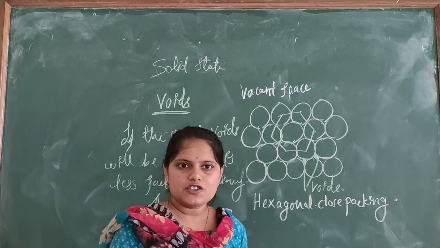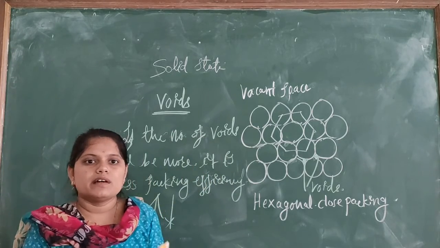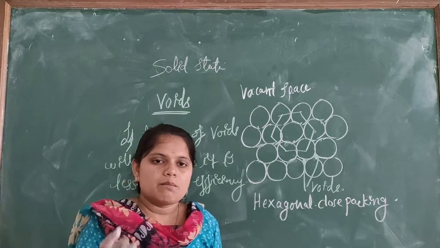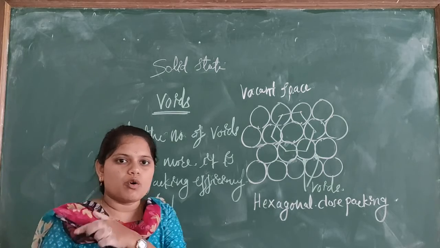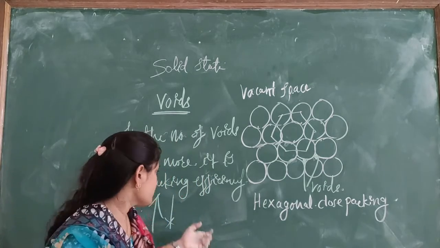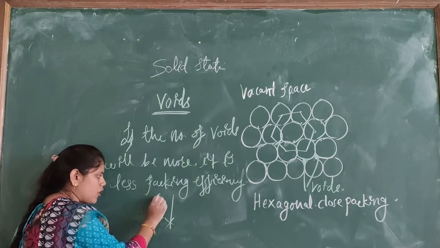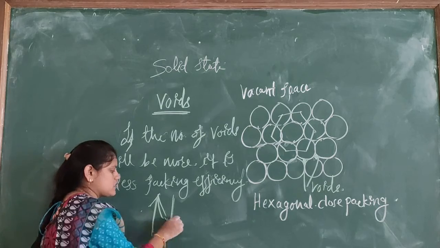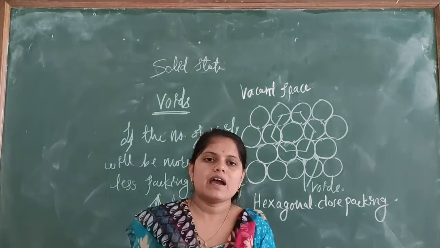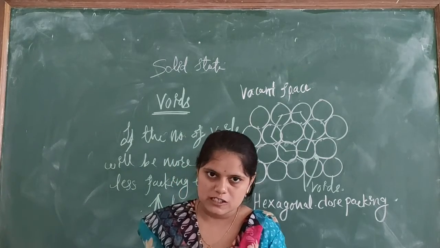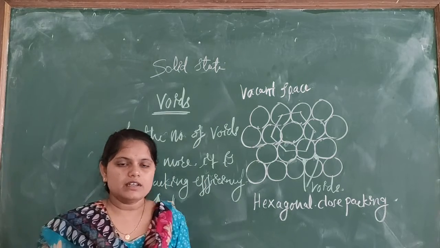If a particular arrangement has fewer voids, it means there will be more packing efficiency. But if the arrangement has more voids, meaning more empty space, the packing efficiency will be less. So you should remember, as the number of voids increases, the packing efficiency decreases. If the question arises, what is meant by packing efficiency? We'll learn the whole packing efficiency in the next class.